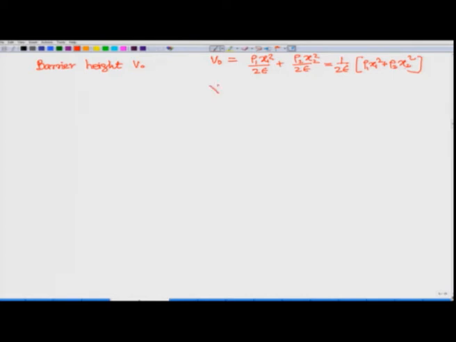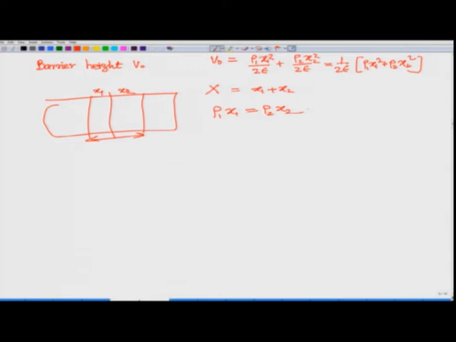The depletion region width is x 1 plus x 2. This is x 1 and this is x 2 and this is the depletion region. So, capital X is x 1 plus x 2. And then we have yet another relation, rho 1 x 1 is equal to rho 2 x 2. So, from these three equations eliminate x 1 and x 2 and see what happens.